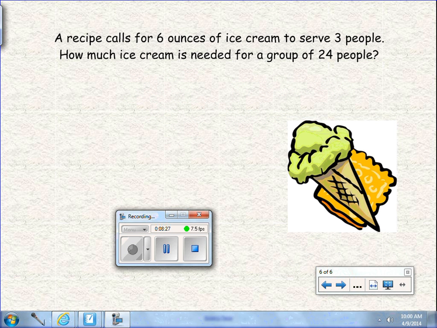In this next example, a recipe calls for 6 ounces of ice cream to serve 3 people. How much ice cream is needed for a group of 24 people? Think about this logically, how you would set it up in proportions to get your final answer.